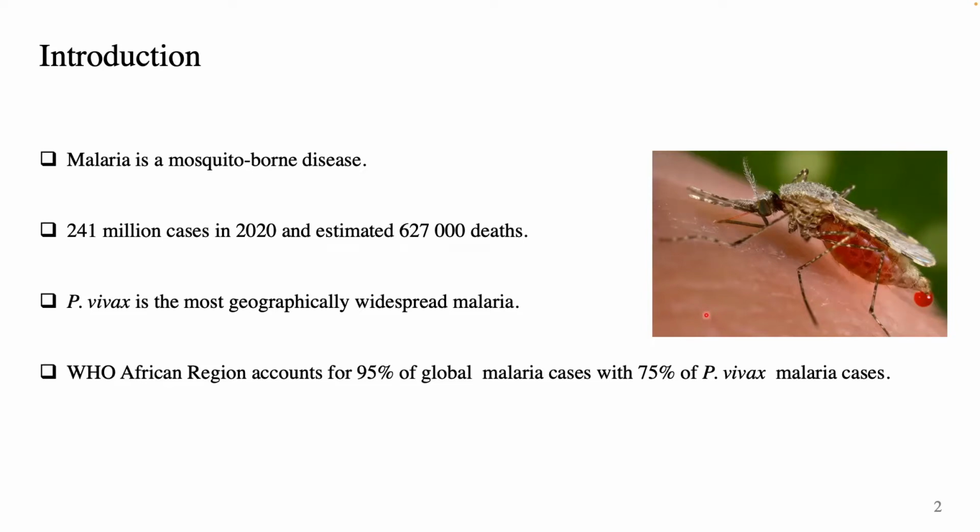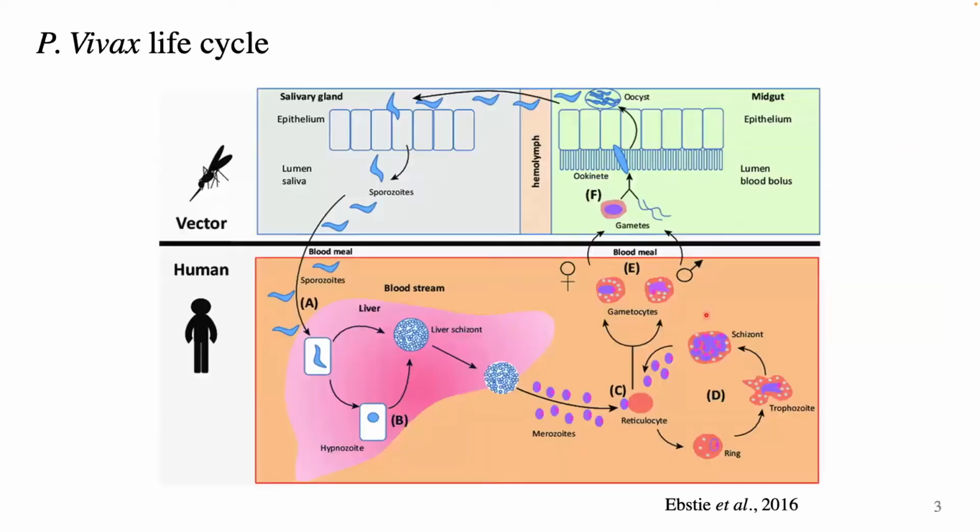And most of the malaria cases are happening in the African region, where 95% of the total global cases are happening. And out of those 95% of the cases, 75% of cases are happening because of the Vivax parasite. So the question is, why has Vivax become the globally widespread parasite? To understand that, we have to look at a particular part of the parasite's life cycle.